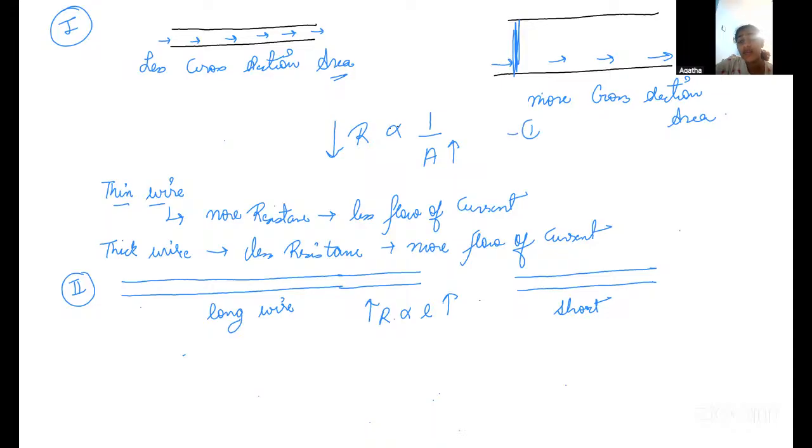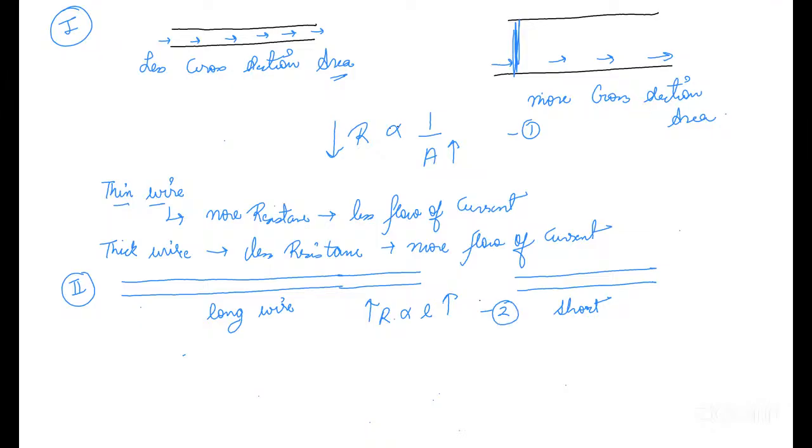What is that 1 by A? No, 1 by A, where A is represented as the area of cross section. It means that if you increase the area, if you take a thick wire, the resistance will decrease. That's why a thick wire has less resistance and more flow of current. But if you increase the length, then resistance will also increase. Hence, less flow of current.